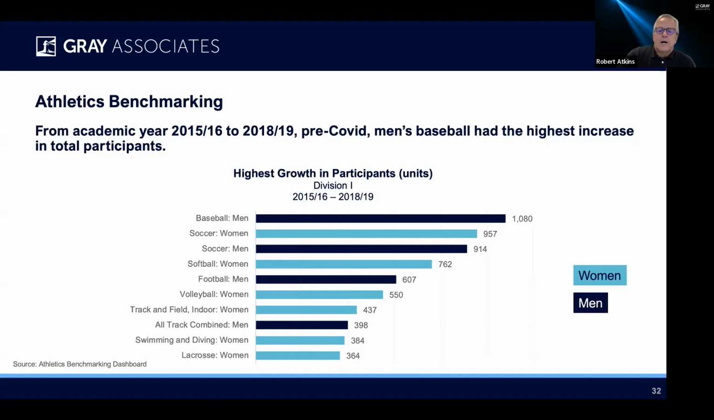Highest growth, baseball. For men, I'll run down the men's side again. Soccer, up 914, football, 607, and all track combined men, 398. But you'll notice that only 4 of the highest growth sports are men. So it's actually women who are taking most of the spots in terms of growth, with soccer, softball, volleyball, track and field, indoors, and then swimming and diving and women's lacrosse.